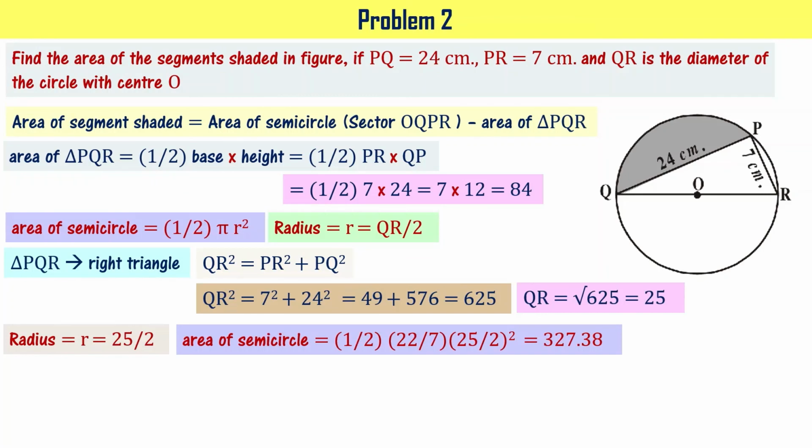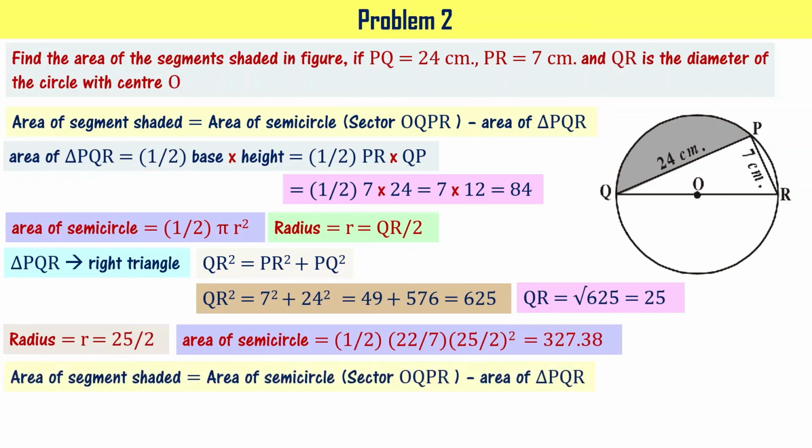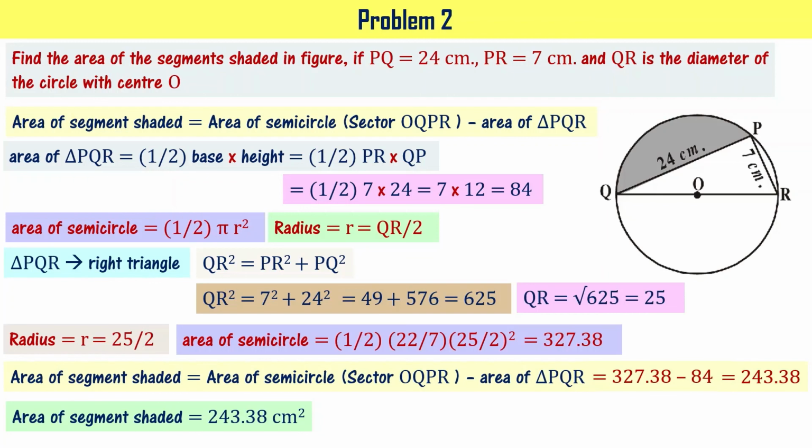Now let's go back to the area of segment shaded formula. That is, area of segment equal to area of semicircle minus area of triangle PQR, right? Let's substitute the values of the area of semicircle, that is equal to 327.38, and the area of triangle equal to 84. When you substitute that and simplify, you get the answer as 243.38. So to answer the question, the area of segment shaded equal to 243.38 centimeter square. Please note this point. Let's go to the next problem.